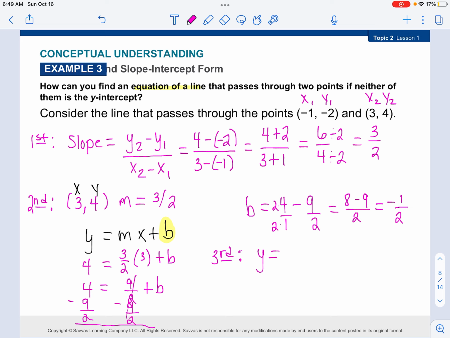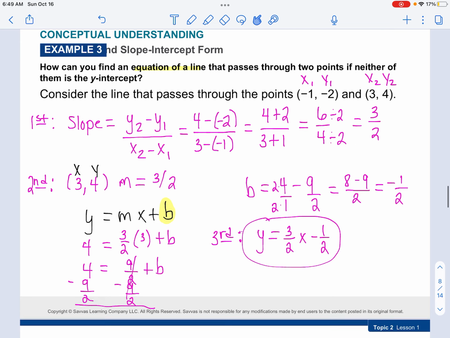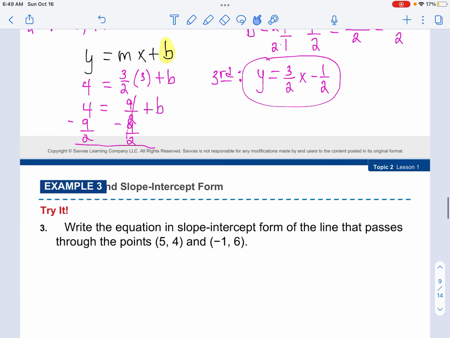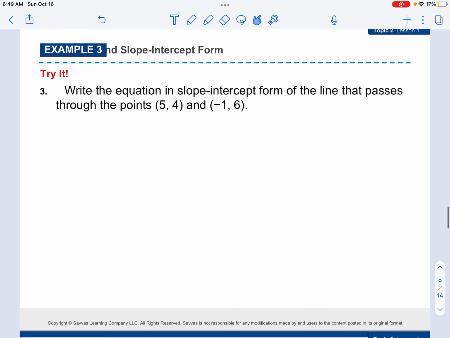So third, we can write our equation. Y equals our slope, which is 3 over 2, x minus 1 over 2, because that is your y-intercept. That's your final equation written in slope-intercept form. So go ahead and pause the video and see if you can do this one on your own, and then unpause to check your solution.